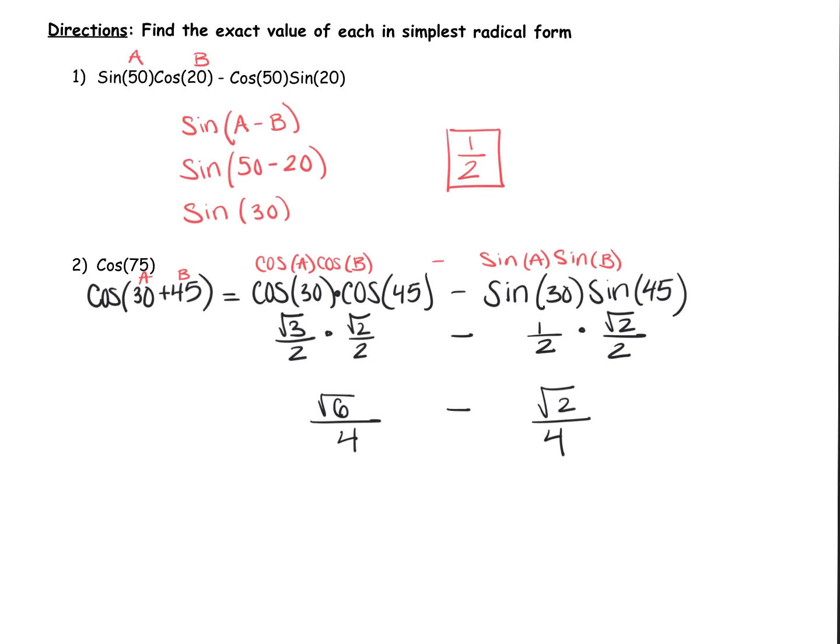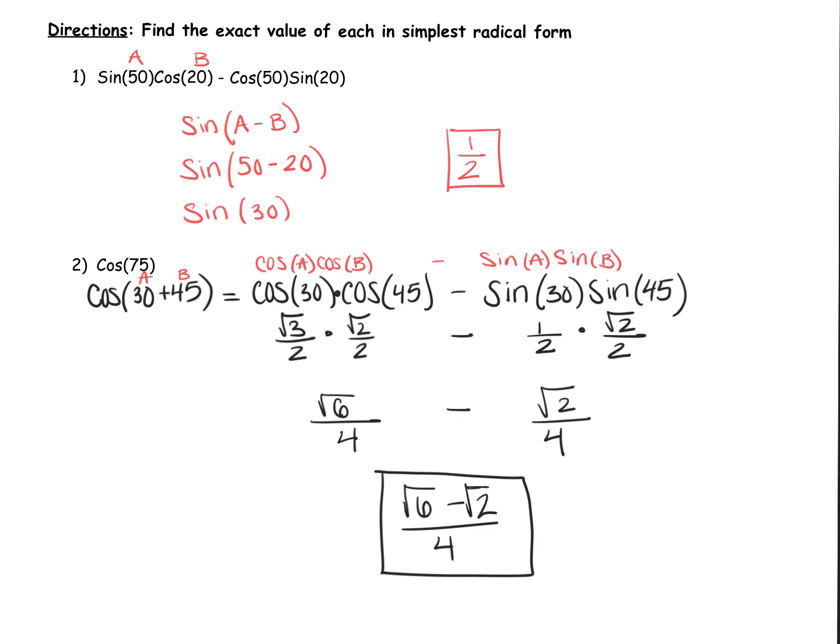And then if we can get this into one single fraction, since it has a common denominator, we can subtract the tops and keep the bottom the same. Now, because the radicals aren't the same, you can't technically subtract them. They're not like terms. So this would actually be your final answer in simplest radical form.